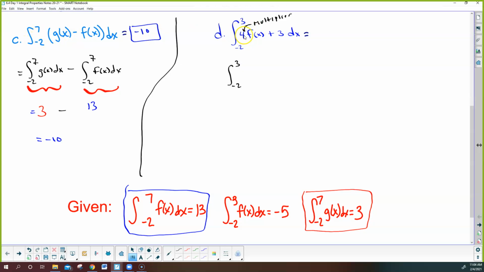I have two functions. I got 4 times f of x, and then I have 3. And both of them are being evaluated from the same bounds. Now, I'm going to use the luxury of my smart notebook file to do this. But what I'm going to do is write the first term with a dx with its integral, plus now I'm going to evaluate the second one with the same bounds. So notice that 3 is a function. Okay? So now, here's what I can do.